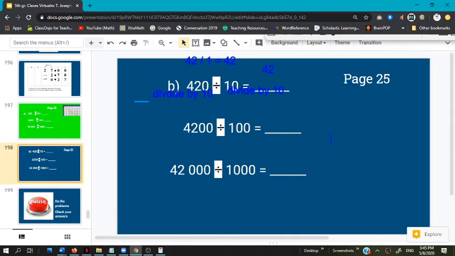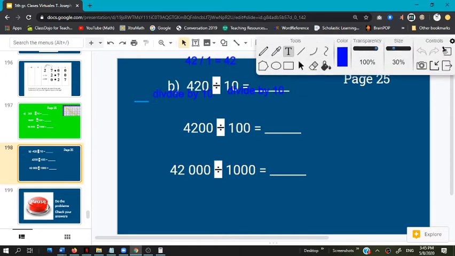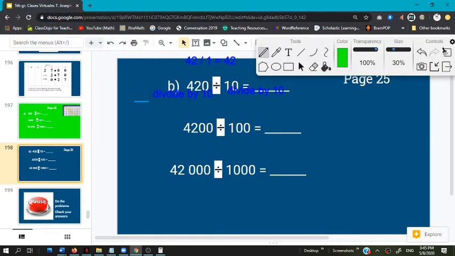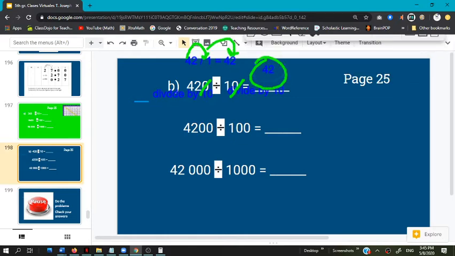Okay, let's do the next one. Let me find my browser. Here we go. So a different color. Again, I just chopped off that 0 right here, and we just had 42 divided by 1, which equals 42. That's our final answer for this first problem, okay? Let's do the second problem.